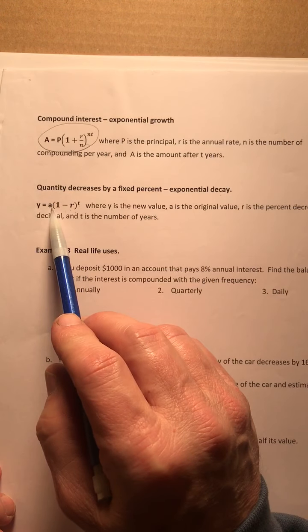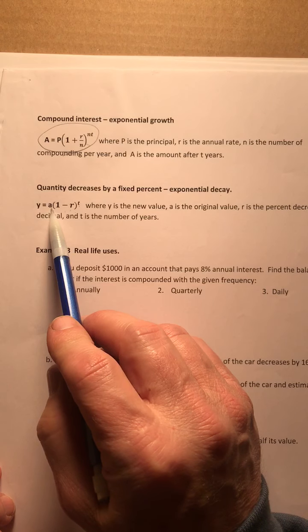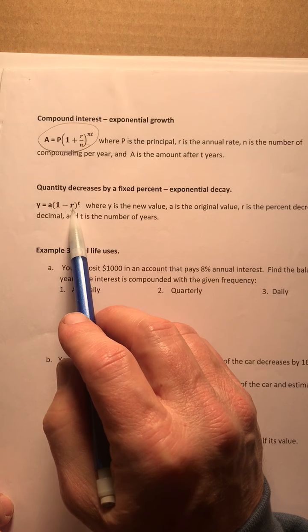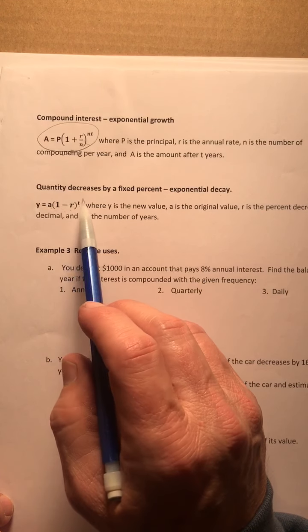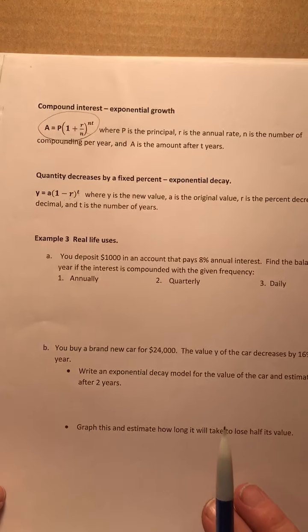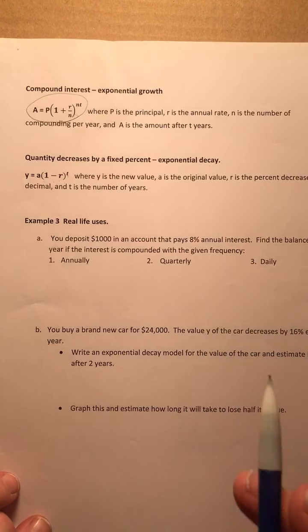A, again, is the original amount that the item cost or was worth. R is the rate, and again, they'll give it to you as a percent, but you need to change that to a decimal. And then T is time, and that is in years. All right, so how does this stuff work?